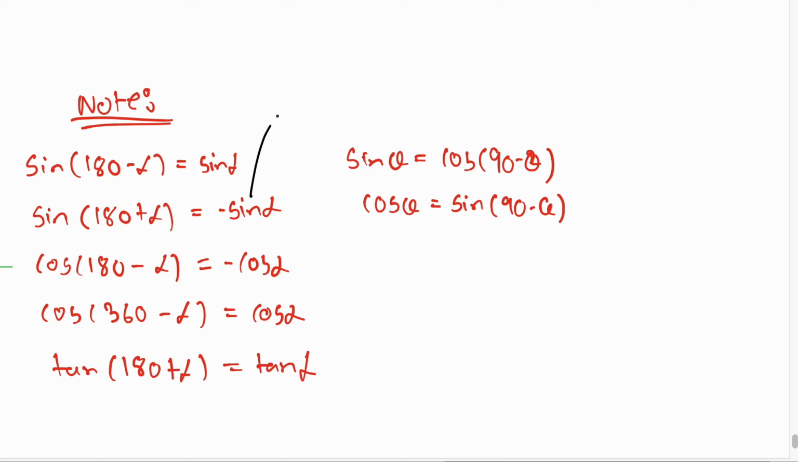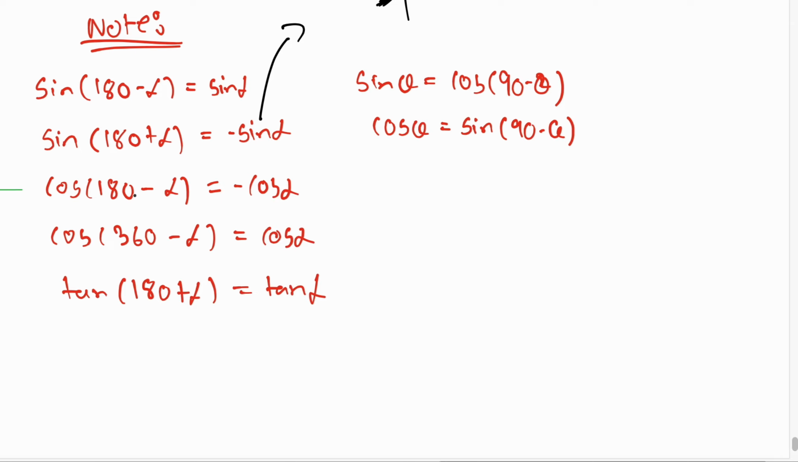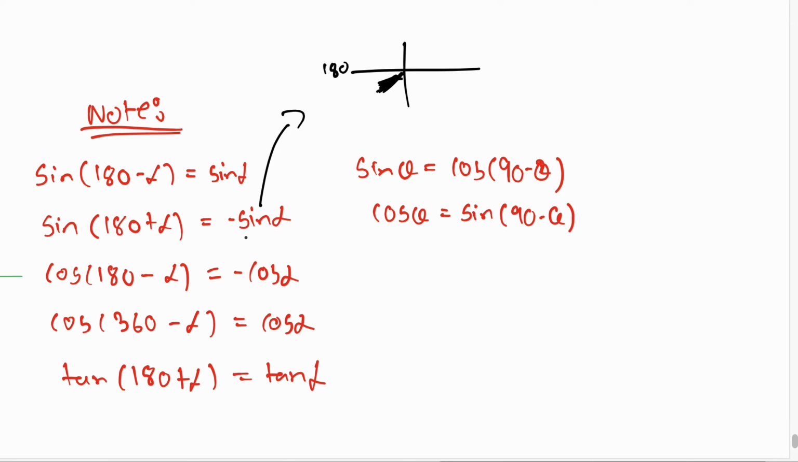Why? Just remember the quadrant. Sine 180 plus alpha, that means there is 180 and plus, that means it would be in third quadrant, right? In third quadrant sine is negative. Okay, so sine 180 plus alpha, that means minus sine alpha, cos 180 minus alpha, minus cos alpha. Why? Because cos 180 and minus alpha, that means it will be in second quadrant, and in second quadrant cos is negative, that's why.